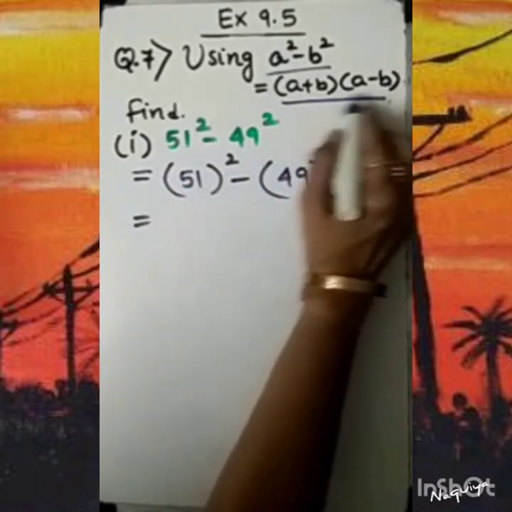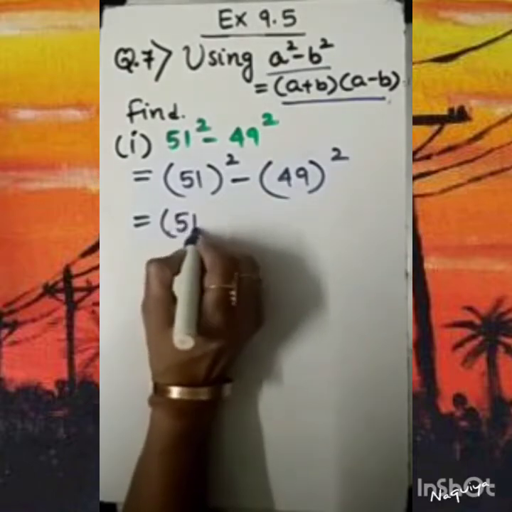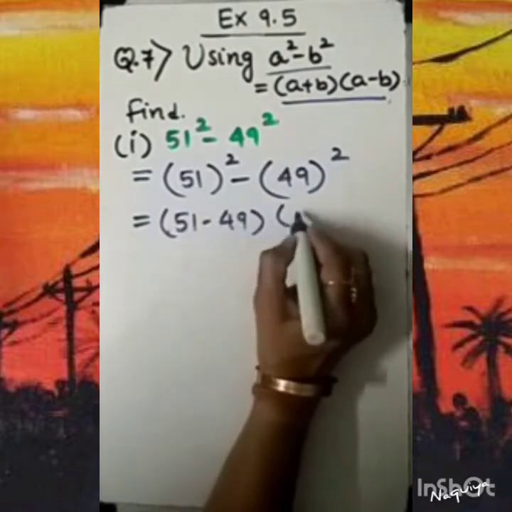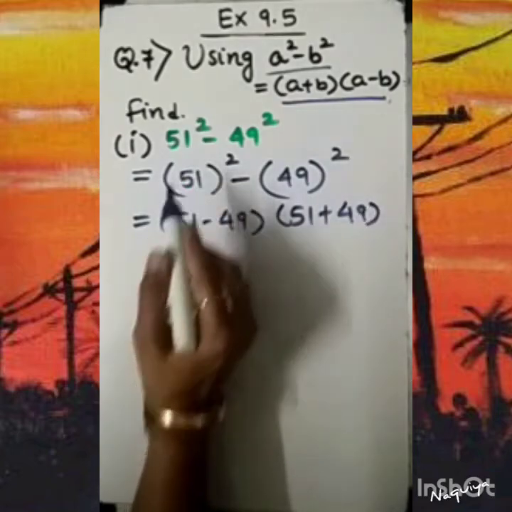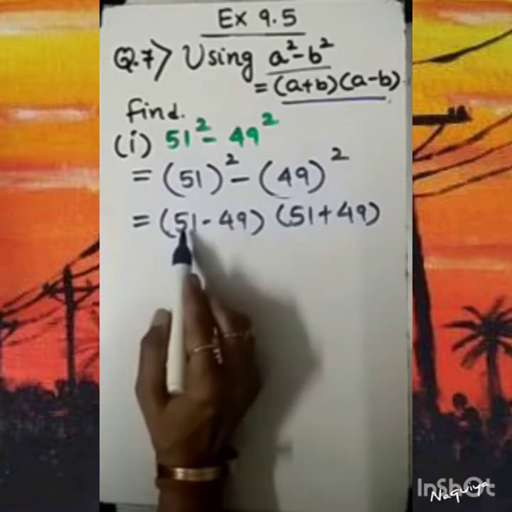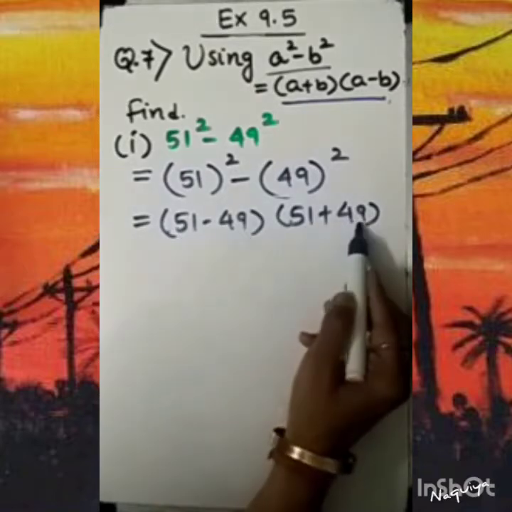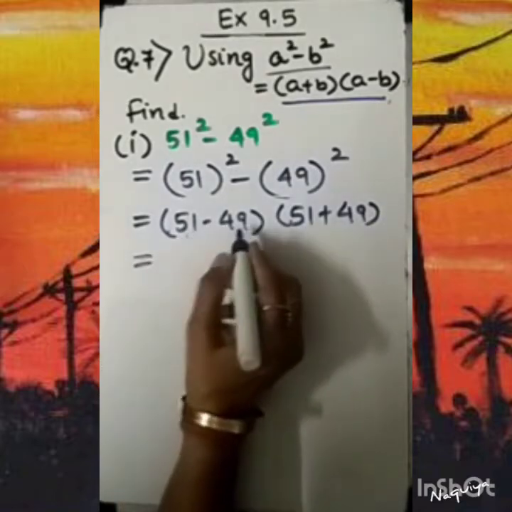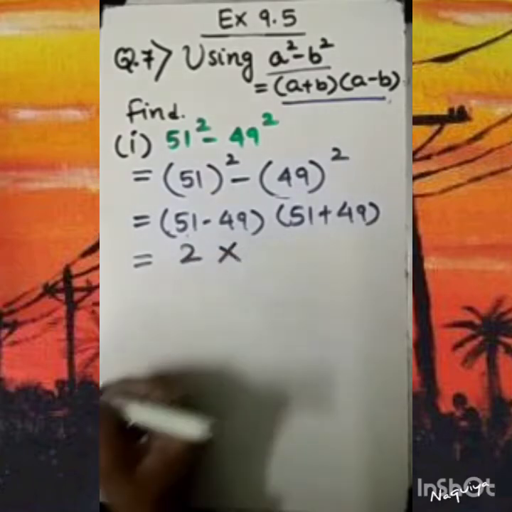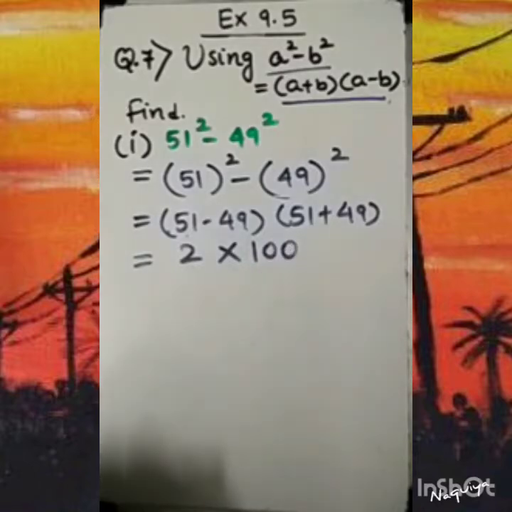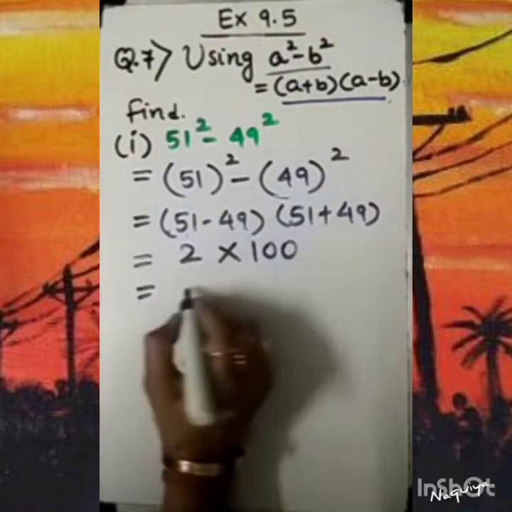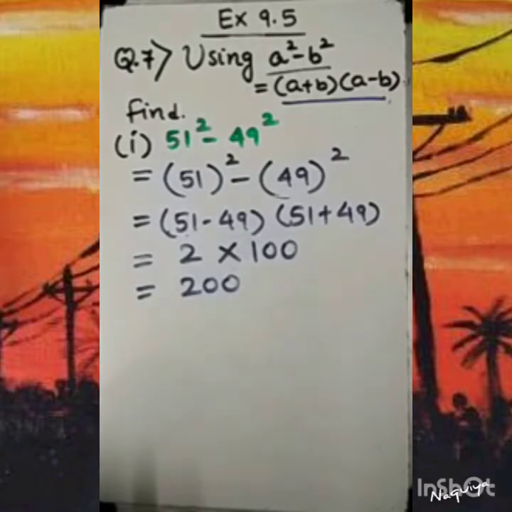Now according to this identity, a minus b and a plus b, right? What is a here? a is 51 and b is 49. That's why I have written a minus b, a plus b. We know that 51 minus 49 is only 2. Fine. 51 plus 49 gives 100. So 2 into 100 gives 200. This result is 200. Clear to you? Now the second.